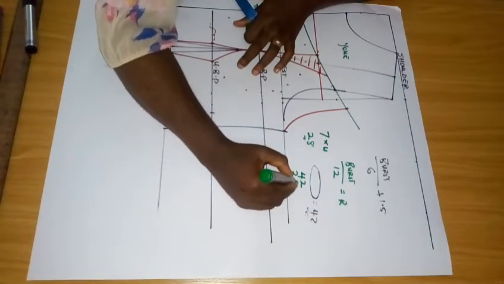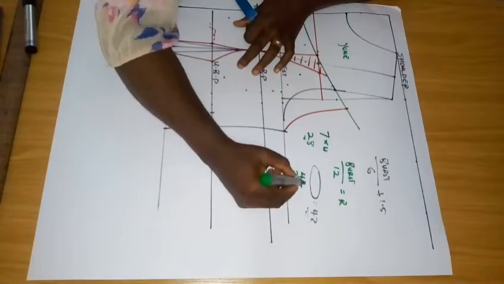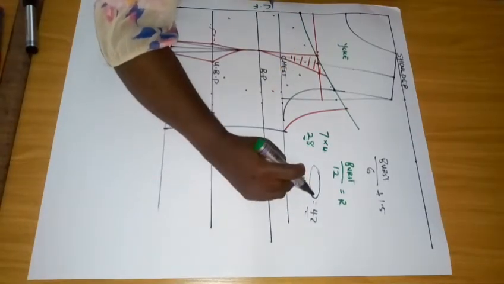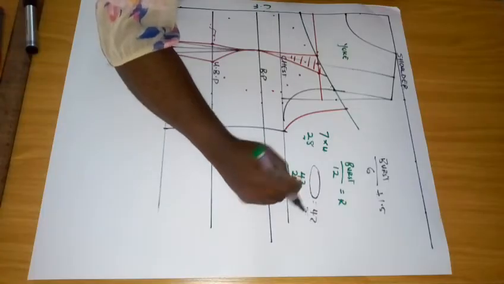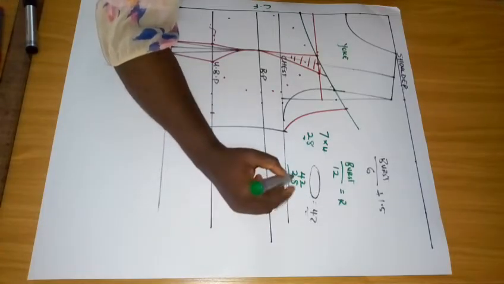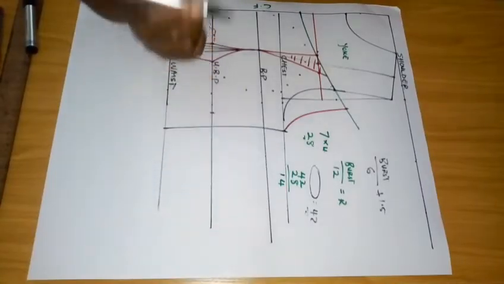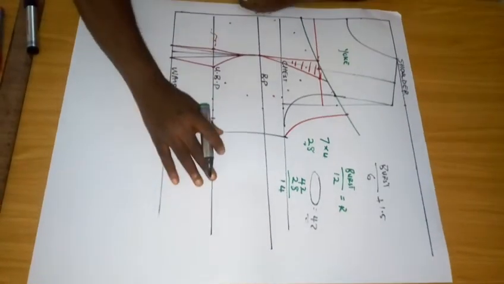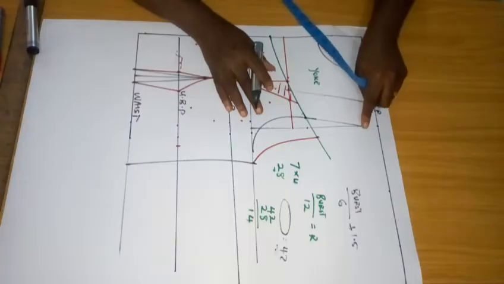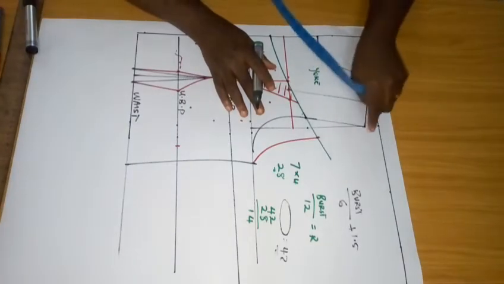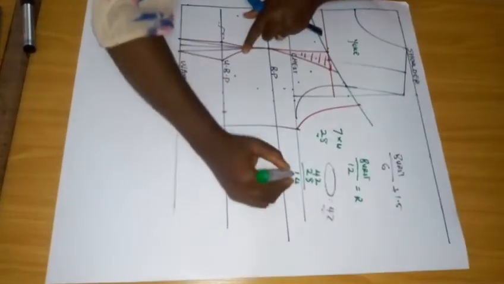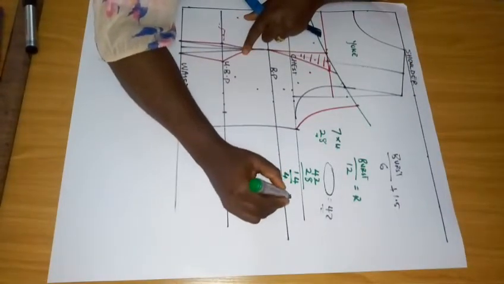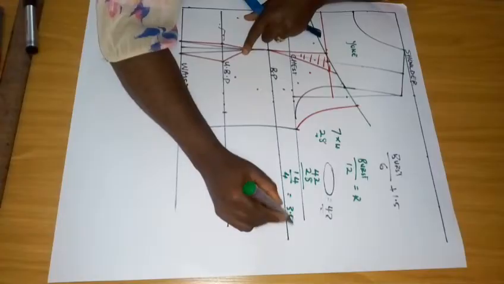I'll take away 28 from it, and I'll have 14 inches. This 14 inches is going to be the extension of that yoke. The extension of that yoke from here is by 4, so I will divide 14 by 4, and I'll have 3.5.